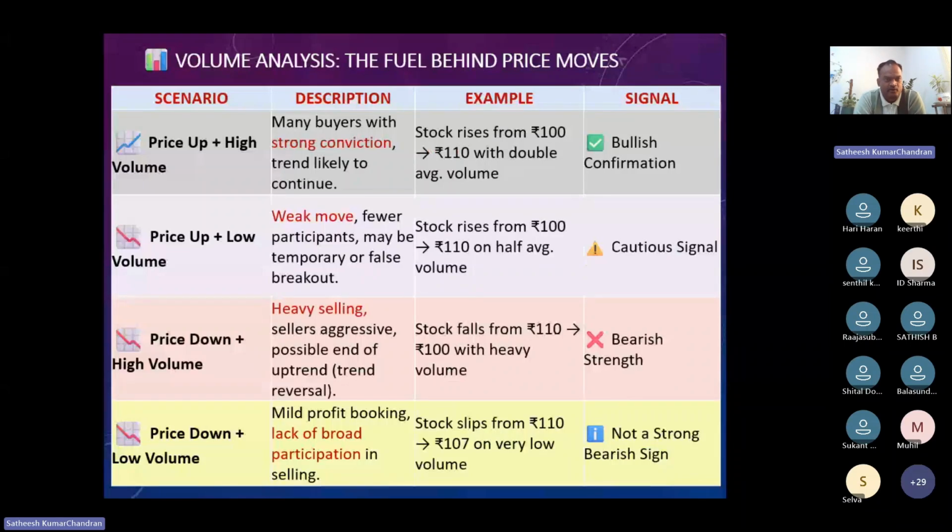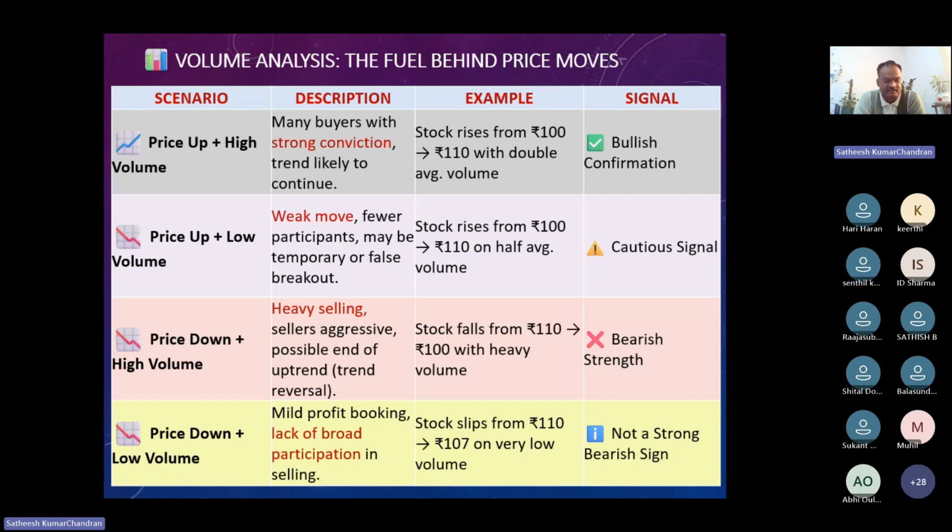Price up, high volume: many buyers are with strong conviction. Trend likely to continue. Example, stock price is rising from 100 to 110. Bullish confirmation. Price up but low volume is a weak move. It may fall anytime. It may rise from 100 to 110, again it may fall to 90.